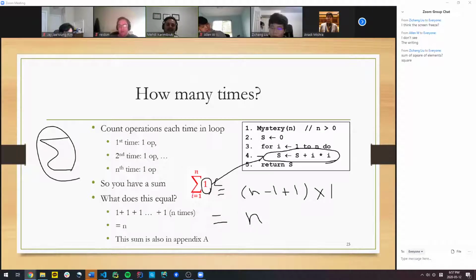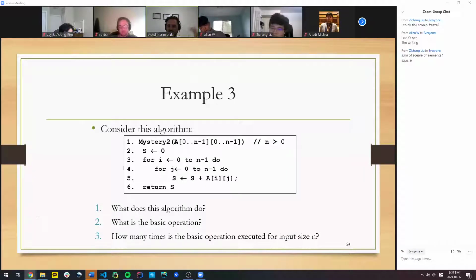Exactly. That's the next one. So let's move on to the next example, because I think you just answered it. So now we have 2 for loops in here. For any algorithm given to you, the first question is, okay, what does this algorithm do, right? You just want to get a sense of what's going on. So can someone tell me what this algorithm is doing? What's the input of this algorithm? What does it look like?